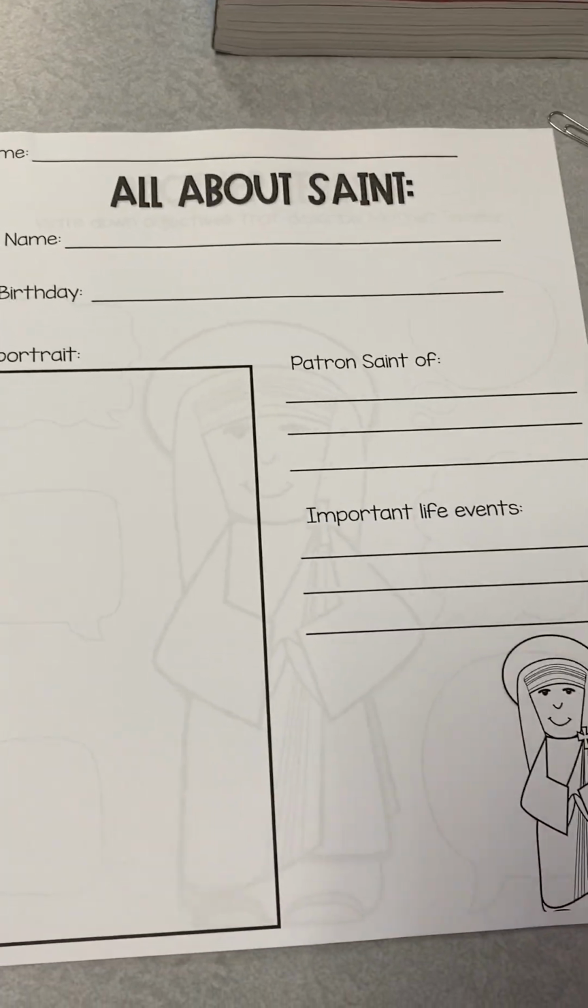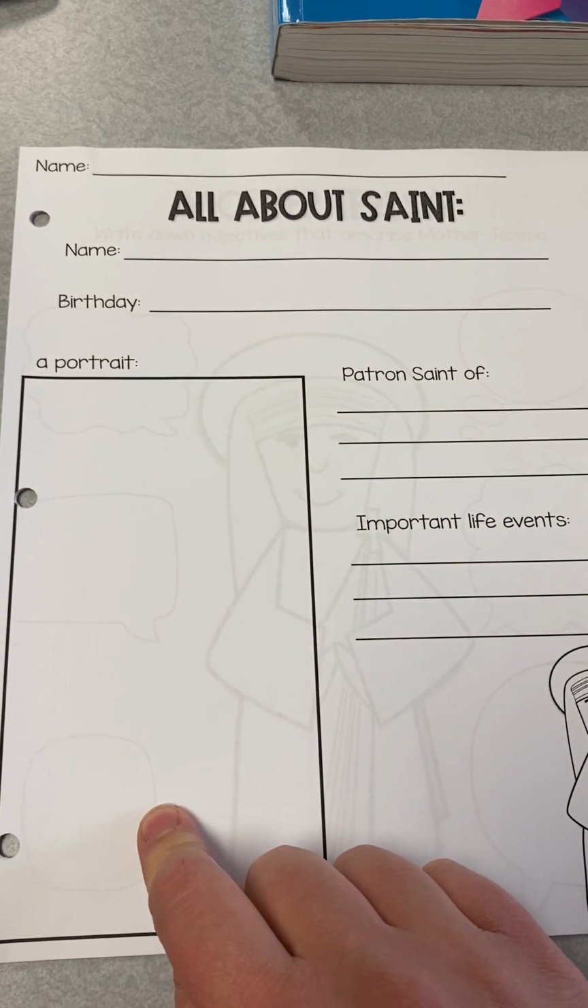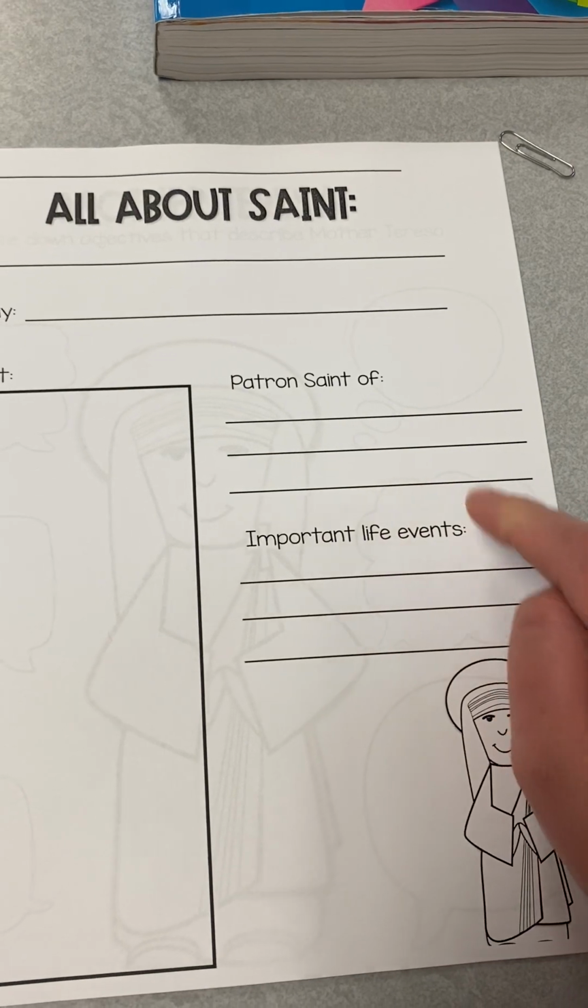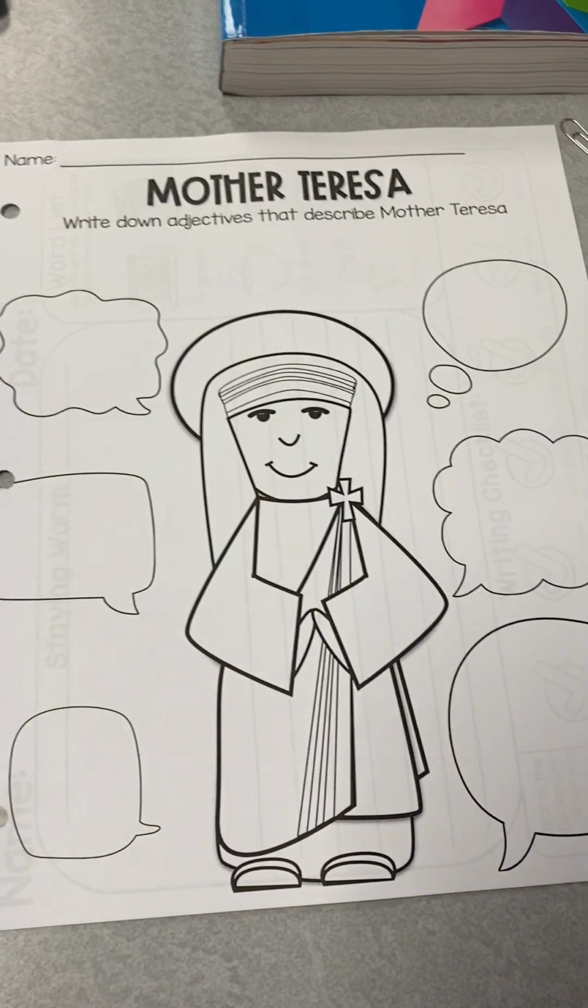Same thing, just like St. Cecilia and St. John the Baptist. Write her name, birthday, draw a portrait of her, nice and colorful. Patron saint of, and then important life events that she had during her lifetime.